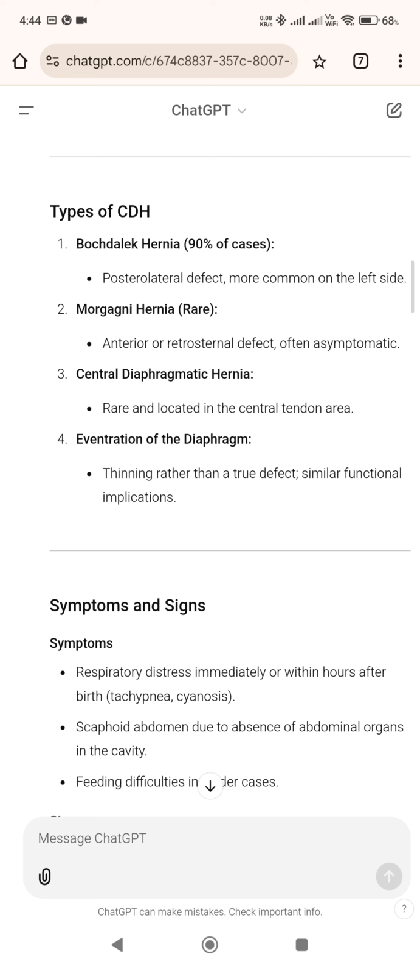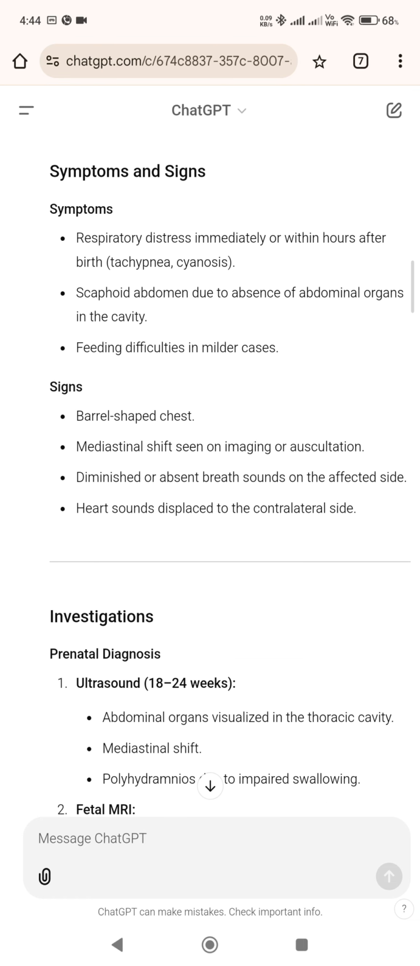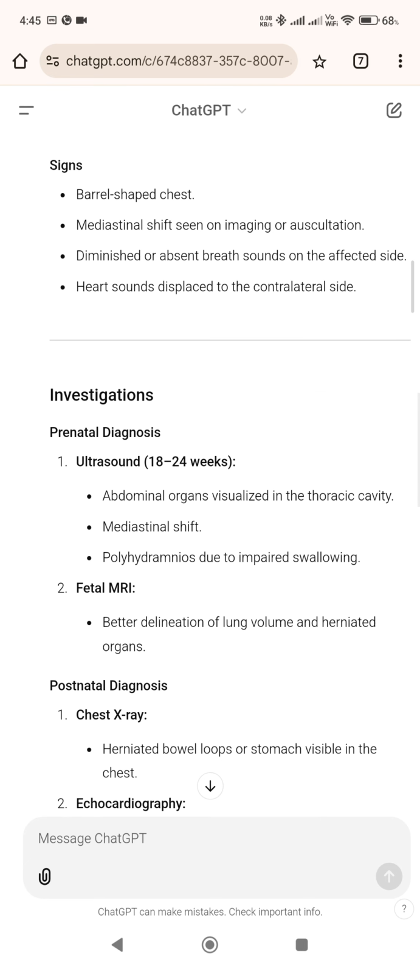Symptoms and signs. Symptoms: respiratory distress immediately or within hours after birth, tachypnea, cyanosis. Scaphoid abdomen due to absence of abdominal organs in the cavity, feeding difficulties in milder cases. Barrel-shaped chest. Mediastinal shift seen on imaging or auscultation. Diminished or absent breath sounds on the affected side. Heart sounds displaced to the contralateral side.